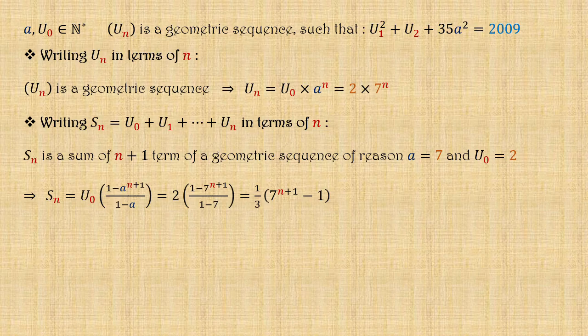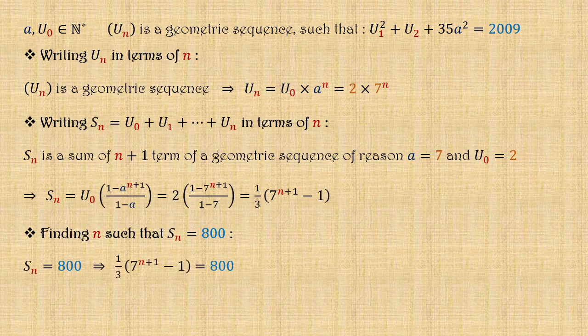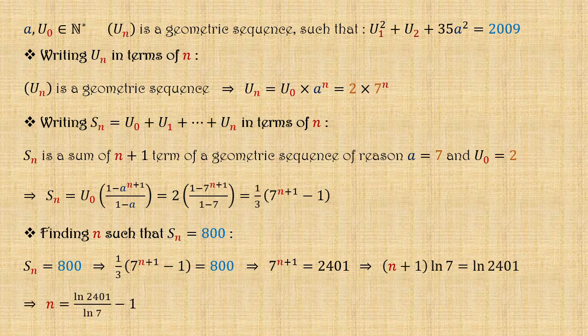Let's now finish by finding the value of n for which our sum Sn would equal 800. So, as we've already expressed the sum Sn in terms of n, we deduce that for the sum Sn to be equal to 800, 1 over 3 times 7 to the power of n plus 1 minus 1 must be equal to 800. Which means that 7 to the power of n plus 1 equals 2401. Which implies that n plus 1, all times the natural logarithm of 7, equals the natural logarithm of 2401. Therefore, n would be equal to the natural logarithm of 2401, over the natural logarithm of 7, minus 1, which equals 3.